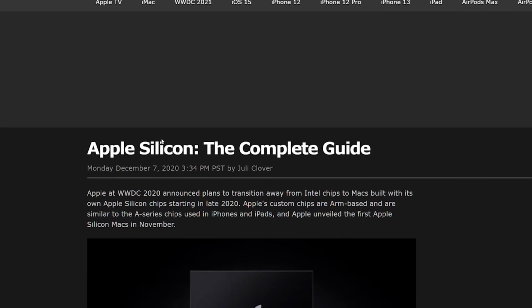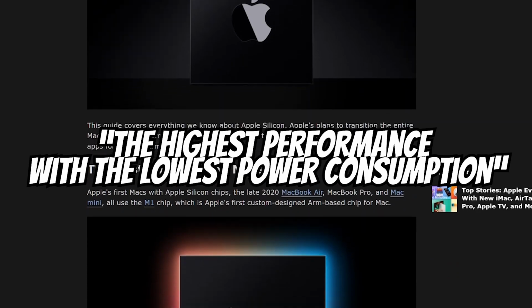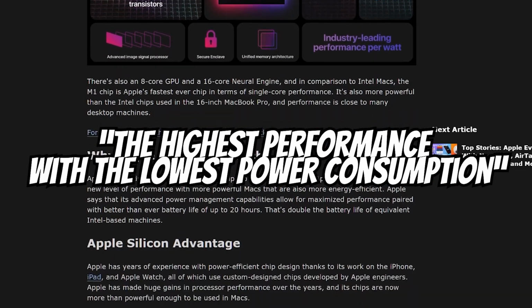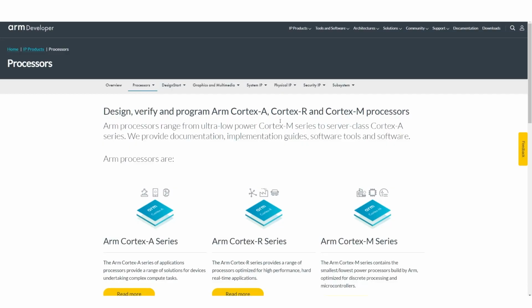Where you may have heard of ARM architecture is that recently, in 2020, Apple switched their Mac chips over to ARM, and that was a big thing in the news. They were actually quoted as saying that these new chips provided the highest performance with the lowest power consumption. So yeah, basically these chips are on a RISC ARM architecture, brilliant.